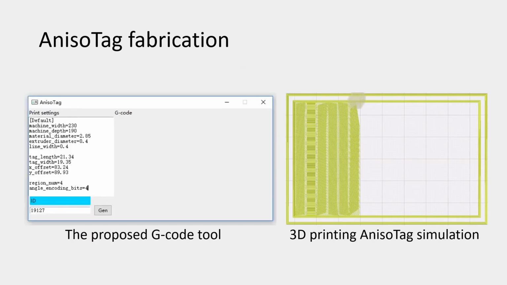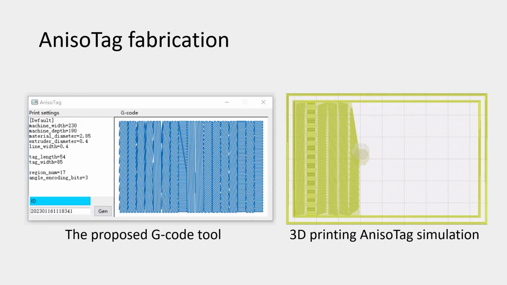Then, AnisoTag encodes data by SCS microstructure with different angles in the encoding region. Take the right image as an example. The AnisoTag has many encoding regions. In each region, we encode 3 bits, that is, the microstructure has 8 possible angles. On one credit card size region, AnisoTag could encode 51 bits of data.